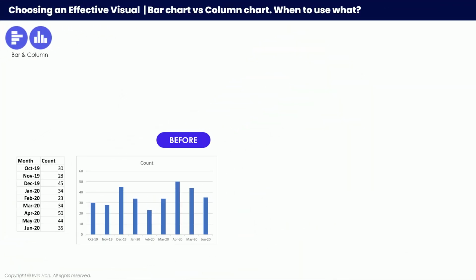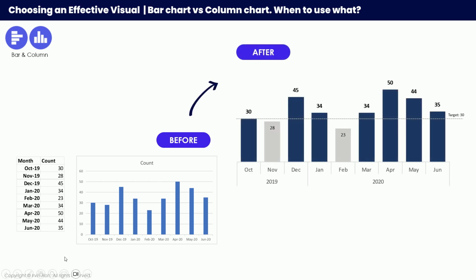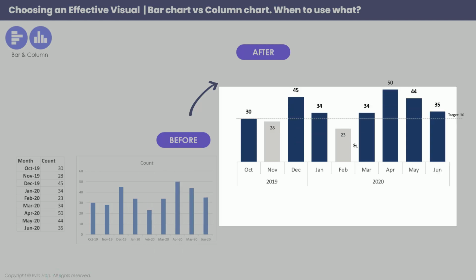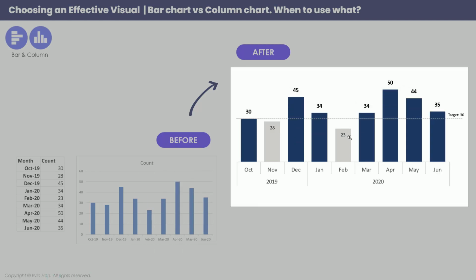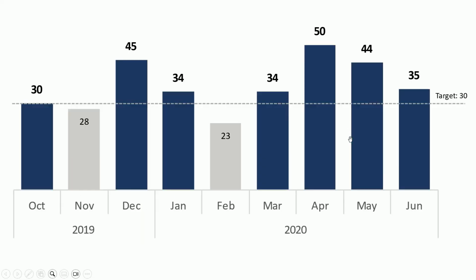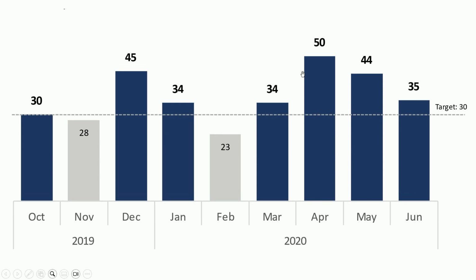In this video, I want to show you how to make a default looking column chart like this into a more professionally done one. Why do I say it's more professionally done? If you look at the makeover chart, the column chart, you will notice that visually we can identify which are the months above target and which are the months below target easily. And it looks clean and neat.